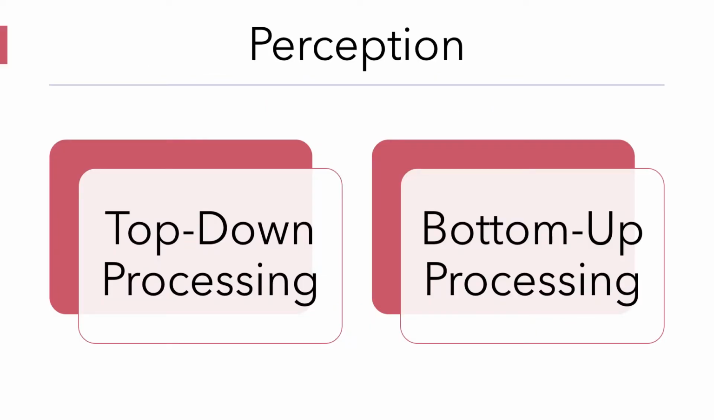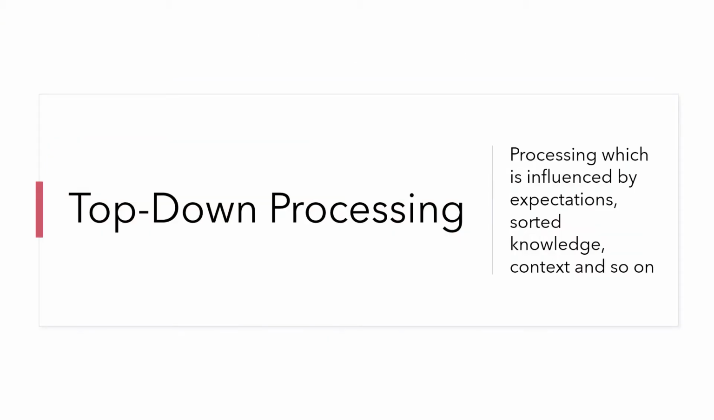So perception we can divide into two parts, top-down processing and bottom-up processing. So we'll see what these are. First we have top-down processing, which is influenced by expectation, stored knowledge, context, and so on. Gregory suggested that perception is indirect and also constructivist. Also he stated that perception is an active process that is based on experience and expectation.